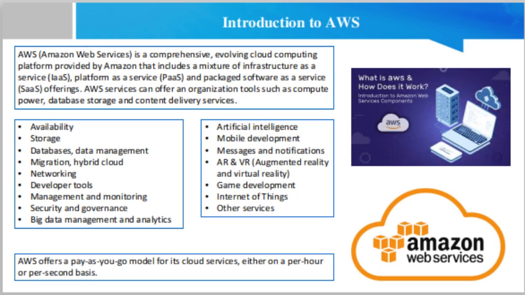More than 100 services comprise the Amazon Web Services portfolio, including those for compute, database, infrastructure management, application development, and security. These services by category include compute, storage, database, data management, migration, hybrid cloud, networking, development tools, management, monitoring, security, governance, big data management, analytics, artificial intelligence, mobile development, messages, and notification.